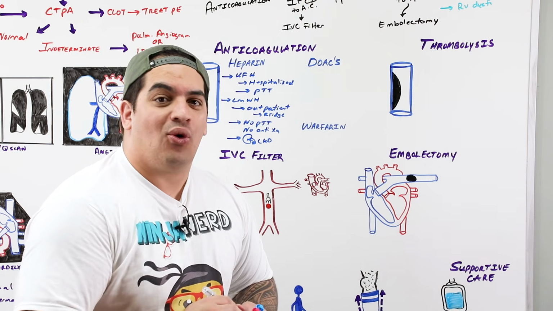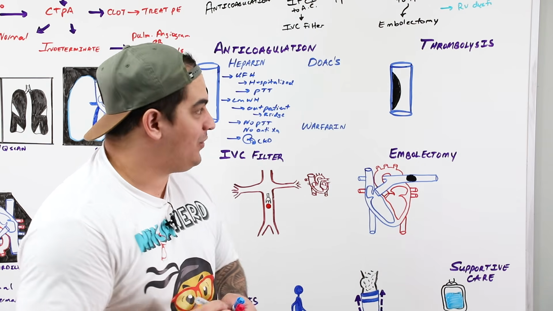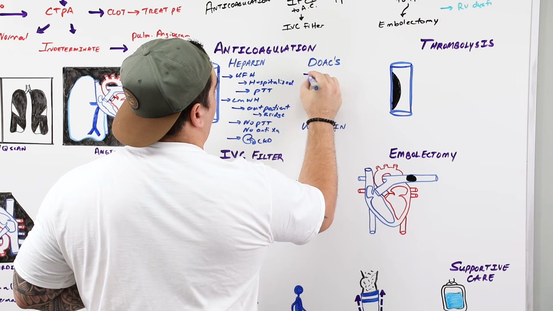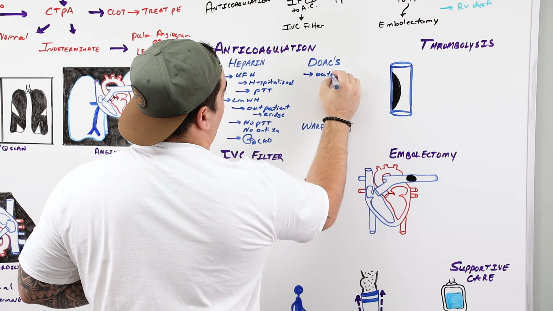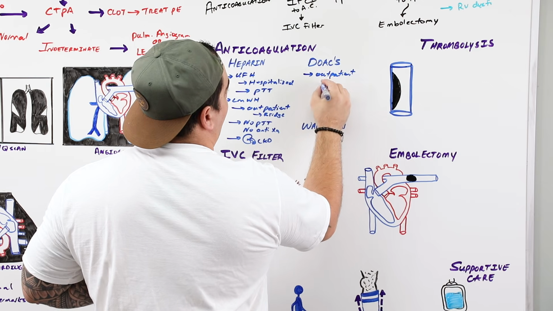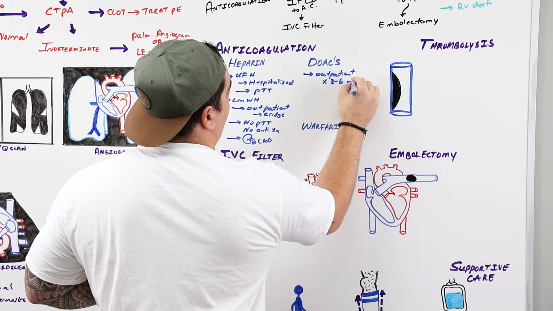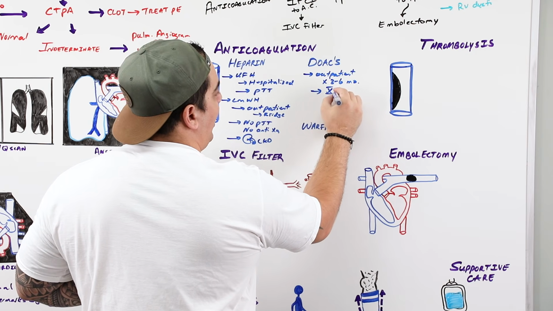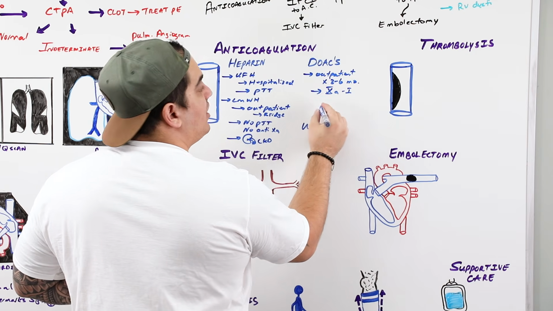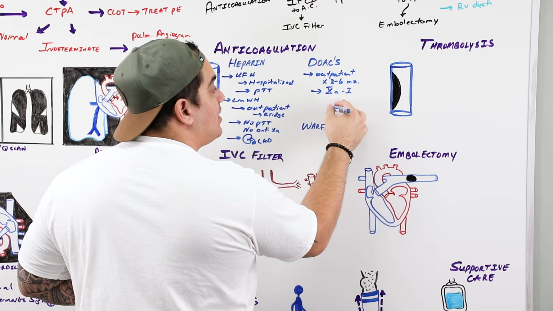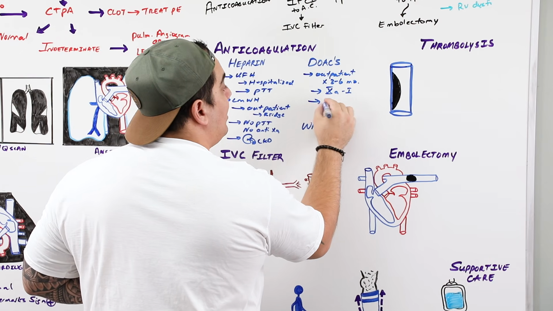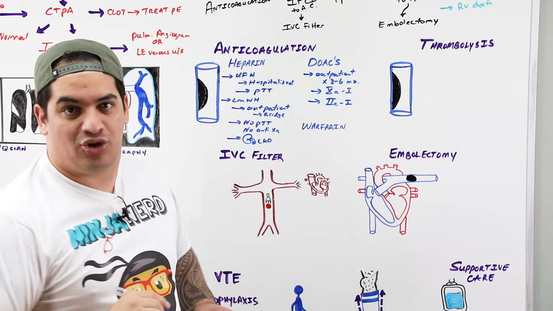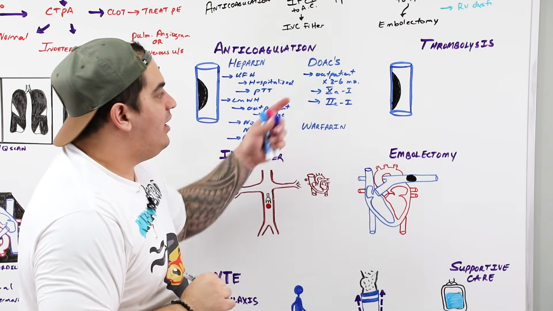DOACs, your direct oral acting anticoagulants, okay? These are great. These are generally outpatient, long-term things that you'll do for about 3 to 6 months, okay? And again, we're not going to go through all of these, but you have your 10A inhibitors, which consist of rivaroxaban, apixaban, edoxaban, and then you have your 2A inhibitors, which is your dabigatran. Again, these are good drugs.